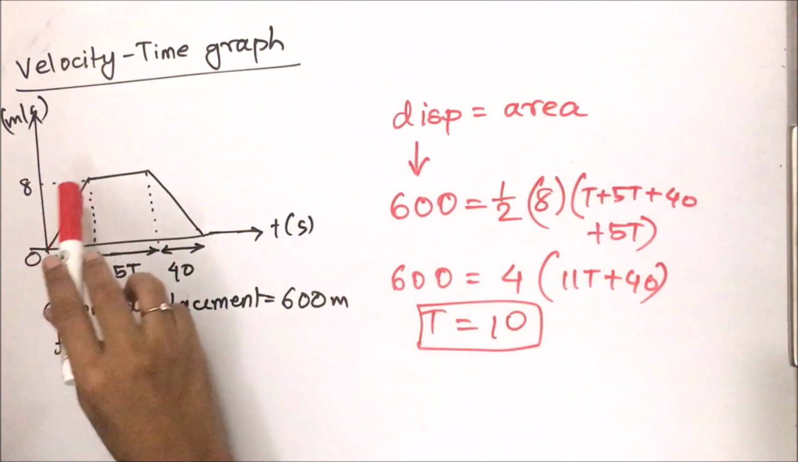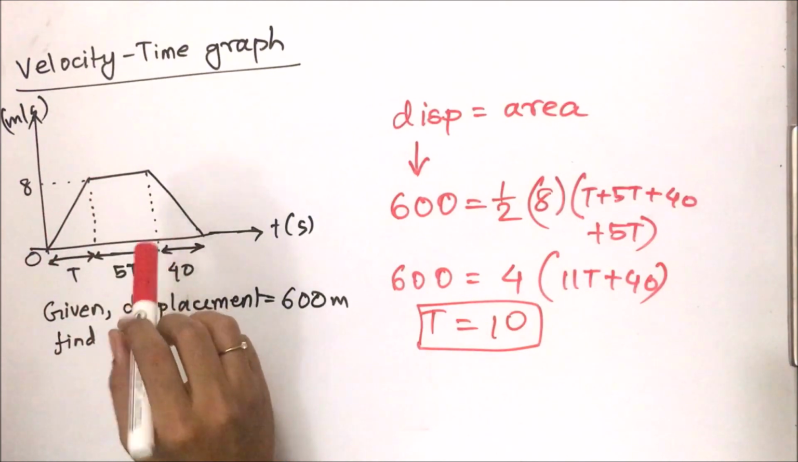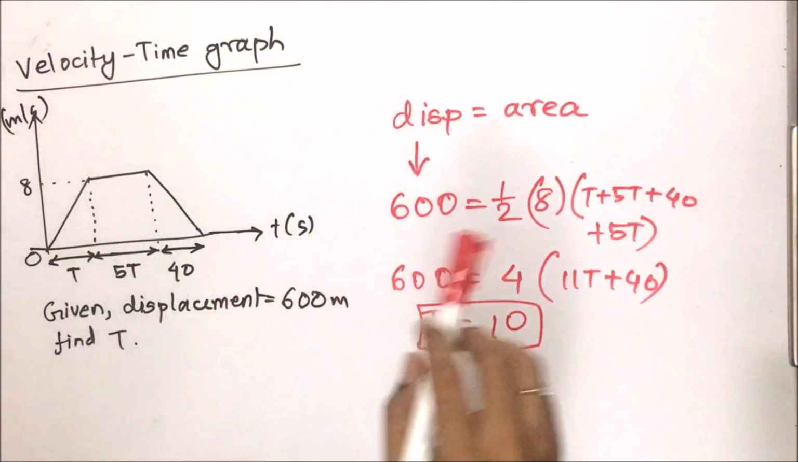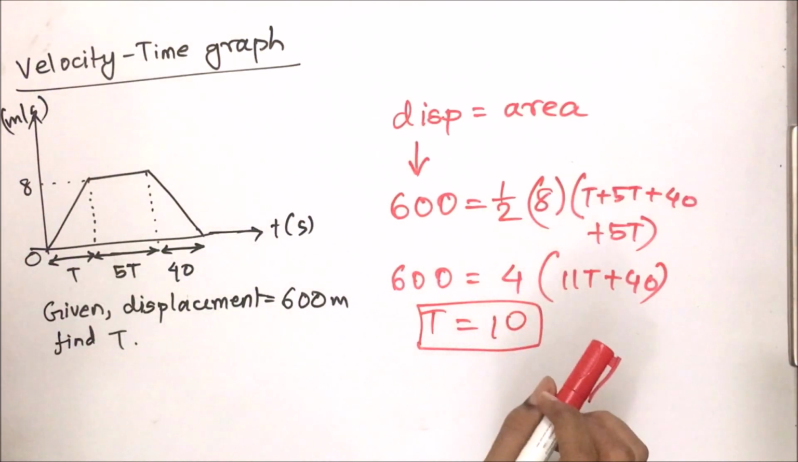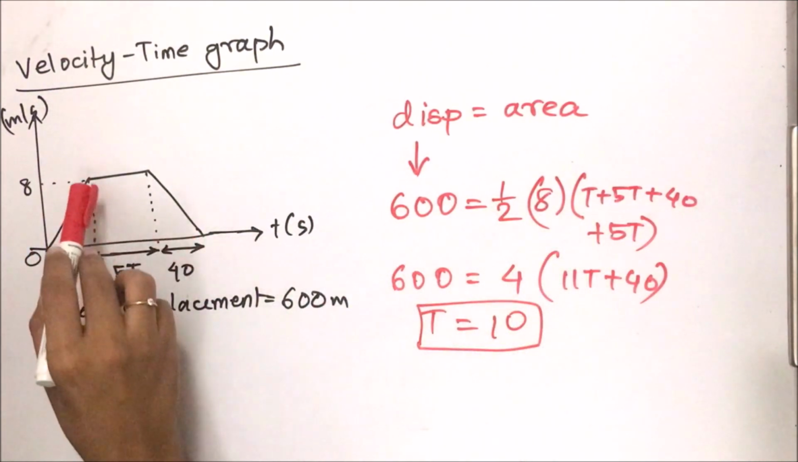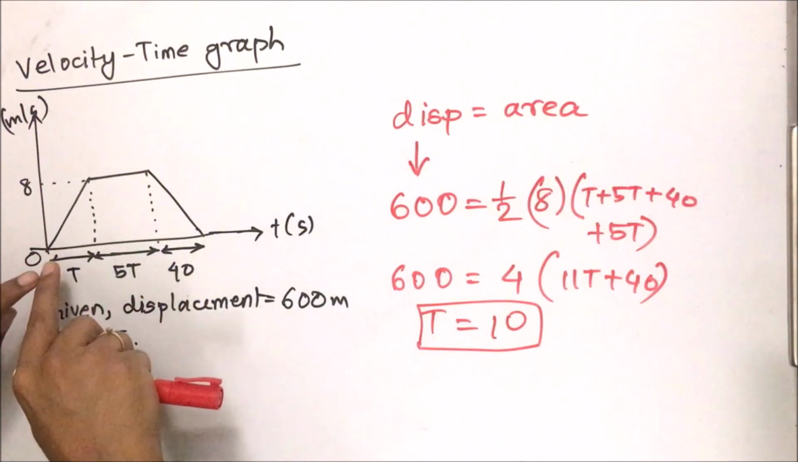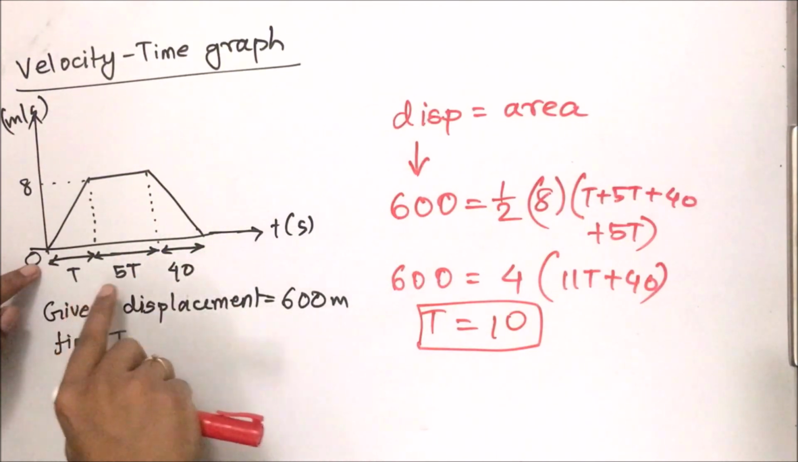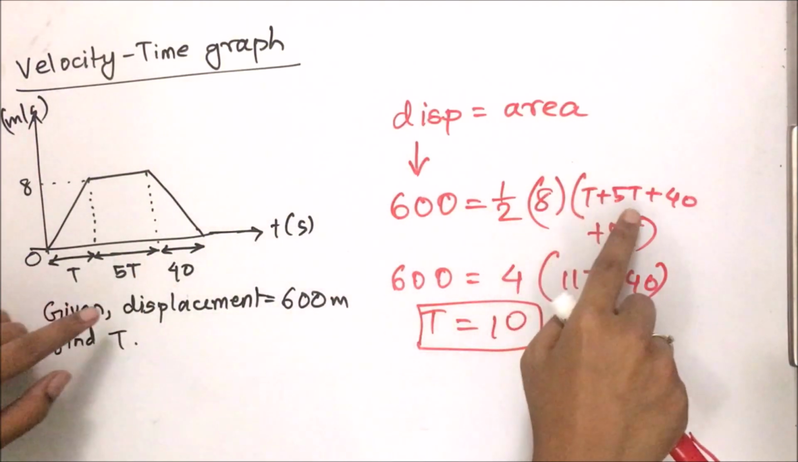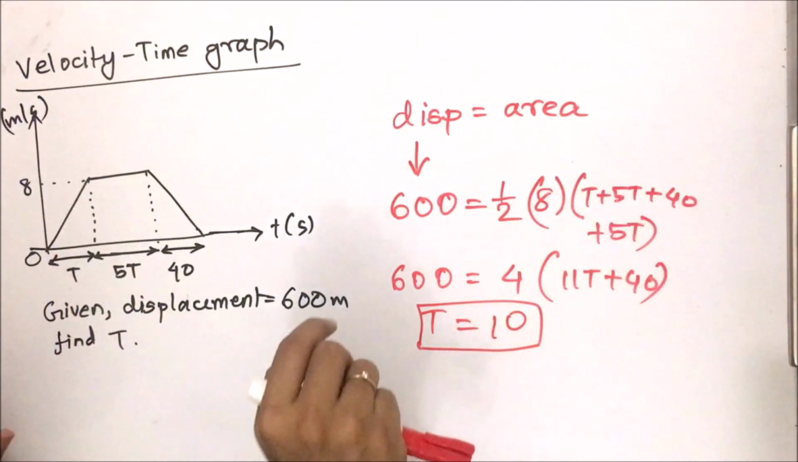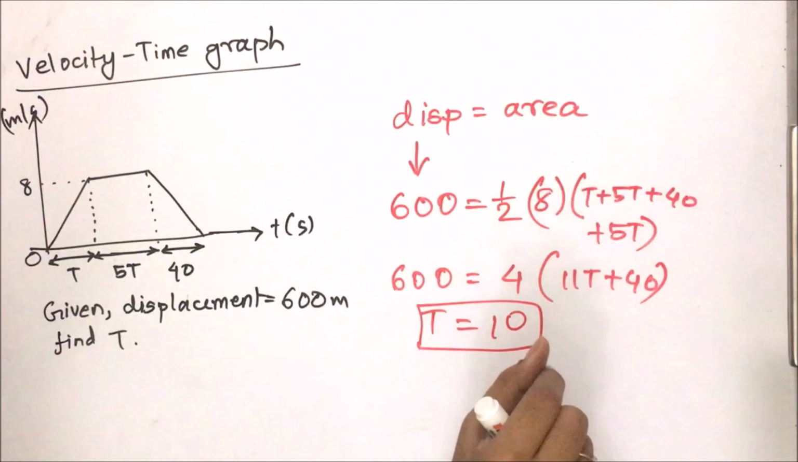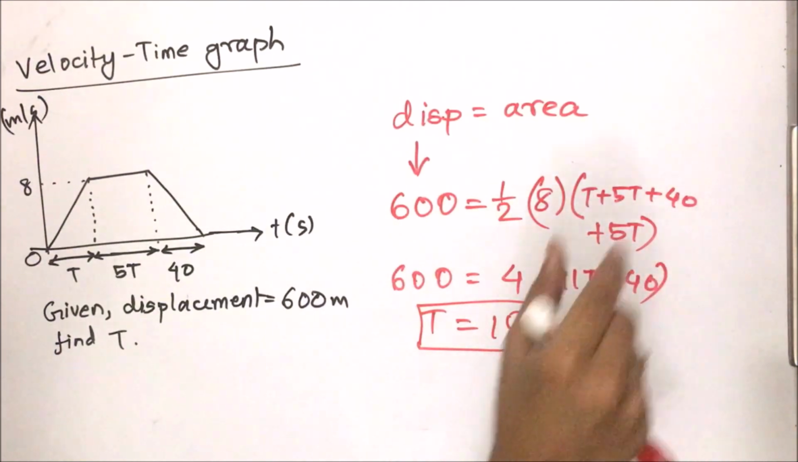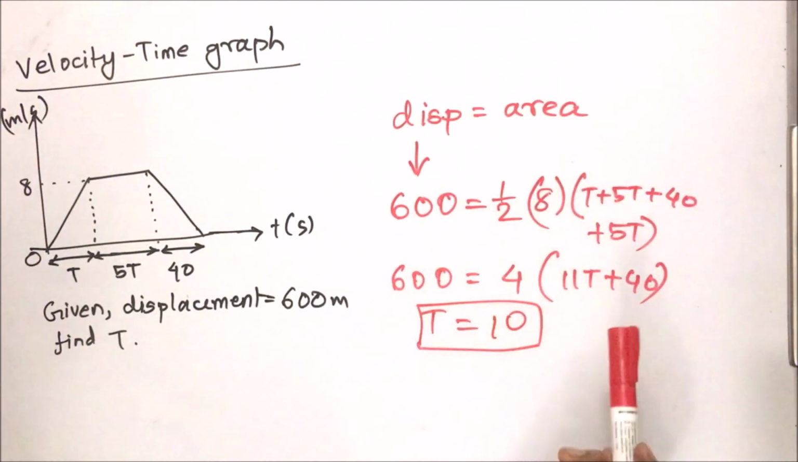The area of this entire velocity time graph can be found using the formula of trapezium, that is half into height 8 into the sum of parallel sides. This is one parallel side, this is one parallel side. So this parallel side has a length t plus 5t plus 40. The other parallel side is this, and this has a length of only 5t. Adding the parallel sides and simplifying, the value of t comes to be 10.